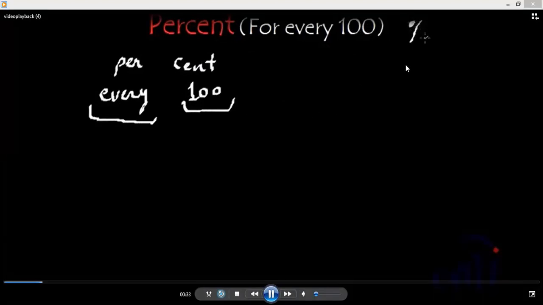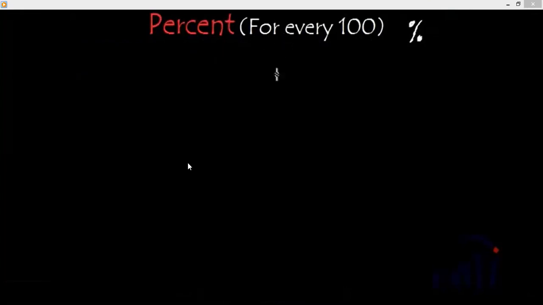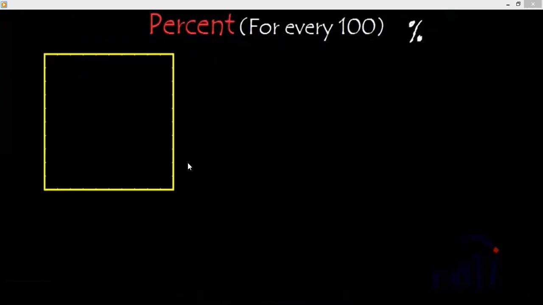And the sign which we are going to give to this is the percent sign. This sign will express percent. Now, we said what is the meaning of percent. Okay, so we want to compare a part to 100 pieces.